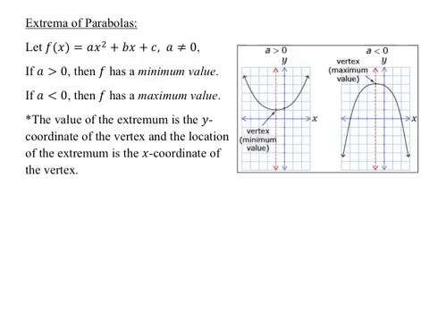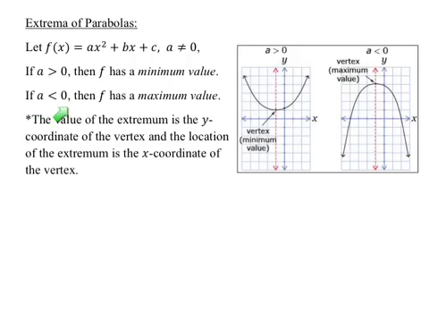Now let's take a look at the extrema of parabolas. So if we let f of x equal our general form, ax squared plus bx plus c of a quadratic, we have 2 statements first. If a is greater than 0, we know that the parabola opens up. That's this case. When a is positive, the parabola opens up. And therefore, there's going to be a minimum value, like a valley. The bottom of a valley is the minimum. It's a low point. So you have a minimum value.